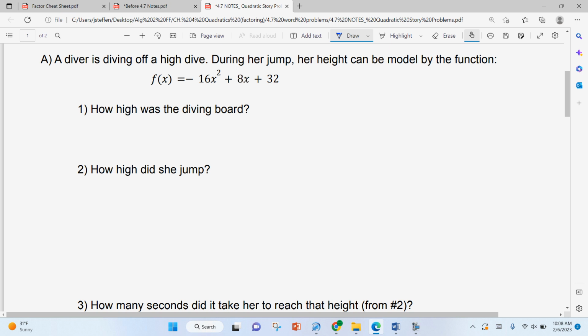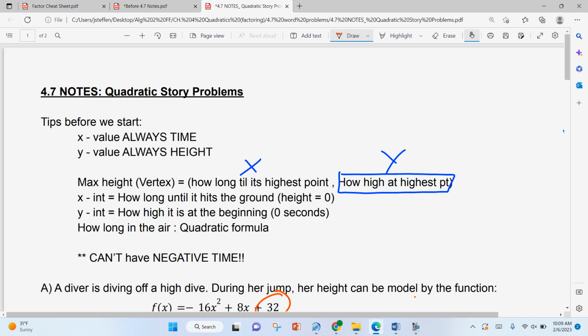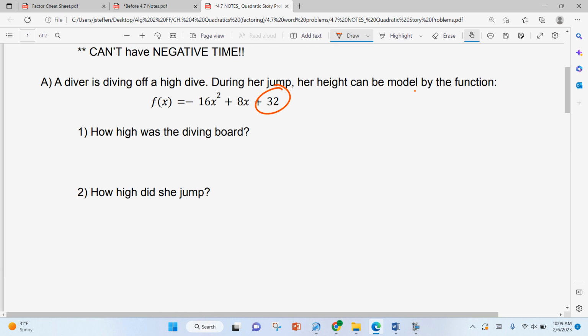So 1, how high was the diving board? This is your favorite one. 32. That's it. That is the y-intercept. Now, if you want to know the technicalities, I told you earlier the y-intercept is the beginning, at 0 seconds. So if you put 0 into x, 0 squared is 0 times 16 is 0. 8 times 0 is 0. All you're left with is 32. That'll always be like that.